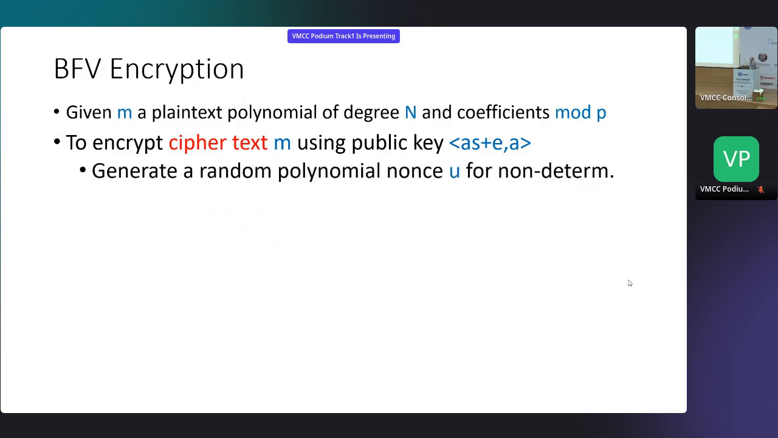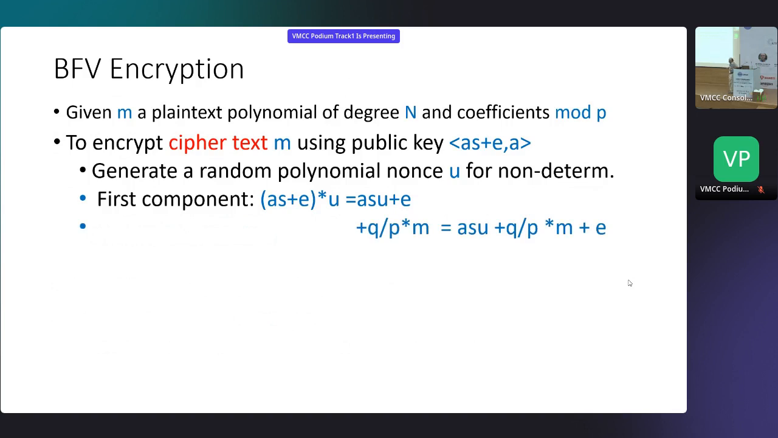So how do you do it? You generate some other random polynomial, U. And the first component is going to be AS plus E, which is the first component of the public key, multiplied times this random polynomial. So you'll get ASU plus EU, which, since both of them are random, we'll assume it's just E for simplicity.